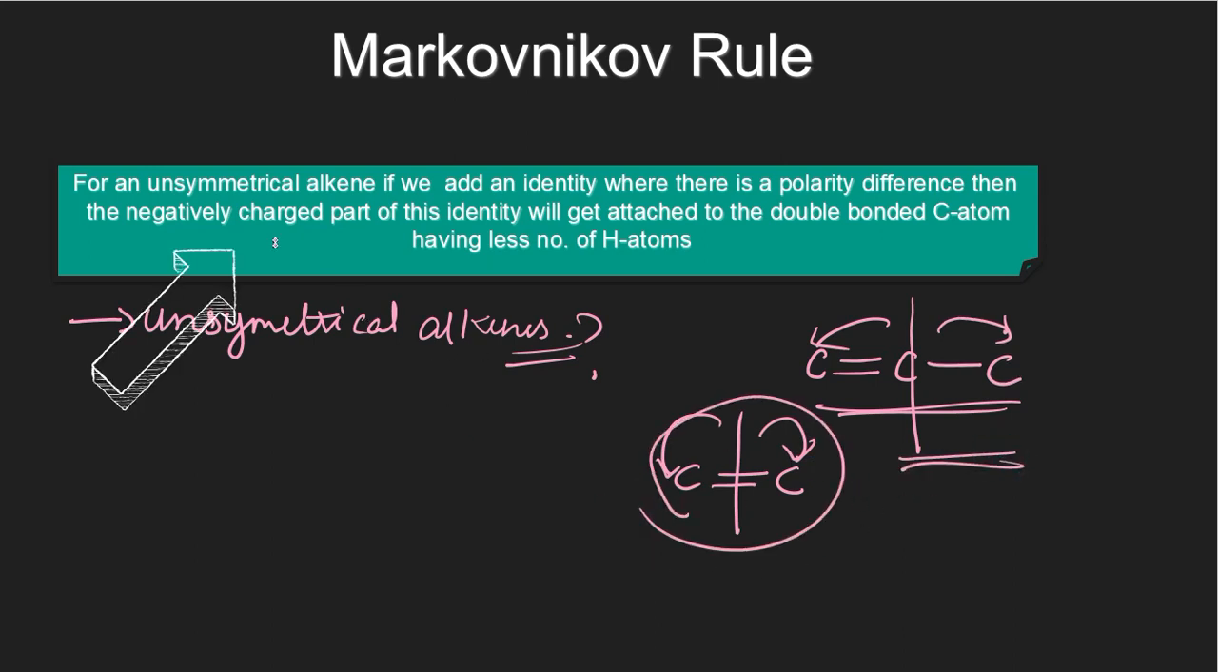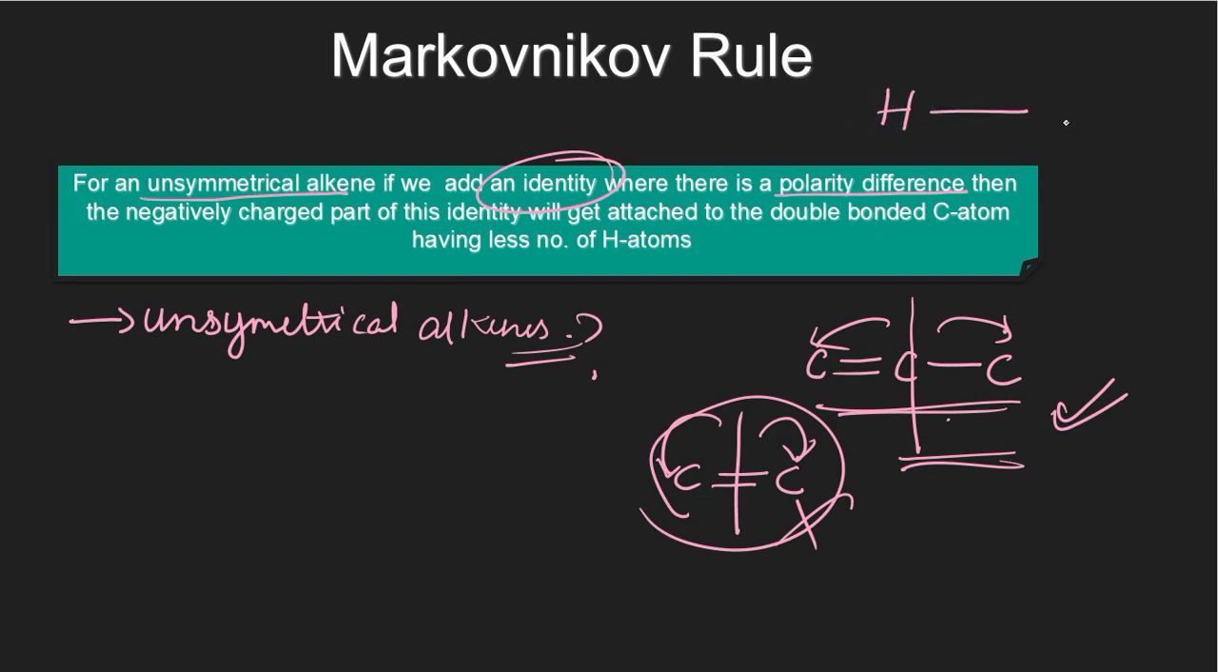Having said that, let's move on to the definition. For an unsymmetrical alkene, so this is your unsymmetrical alkene, and this is not your unsymmetrical alkene. So this is only for unsymmetrical alkenes. So for an unsymmetrical alkene, if we add an identity, like a compound, where there is a polarity difference. Now, what is a polarity difference? Polarity difference is something like this.